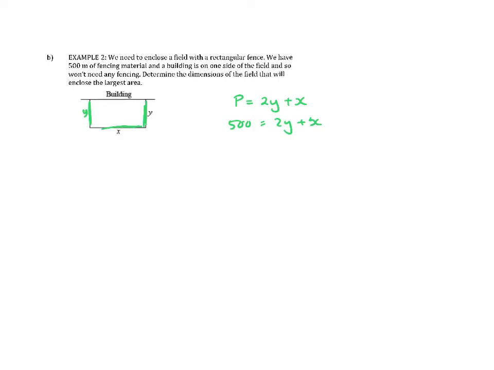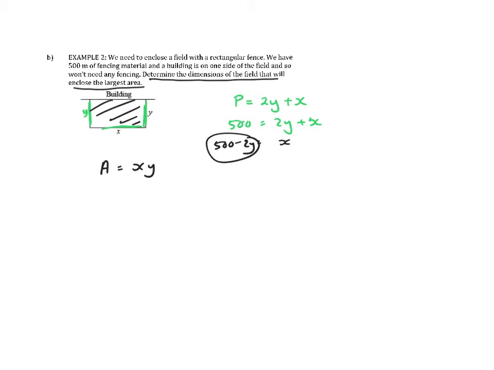Next, they ask us to determine the dimensions for which the field will enclose the largest area. So our optimized equation is all to do with area. The area of this field is going to be x times y, that's the full area. As normal, we need to find either x or y alone. So x is 500 minus 2y, and we substitute that into the x there. Or if you have y alone, you substitute the x value back into that.